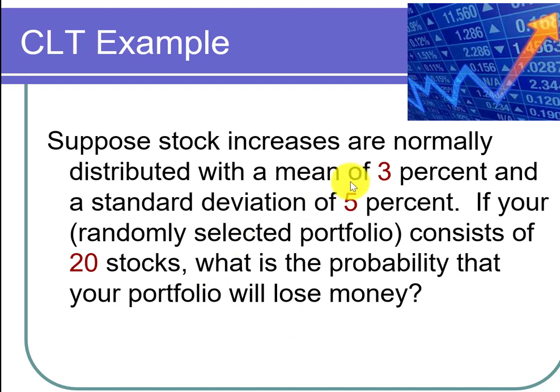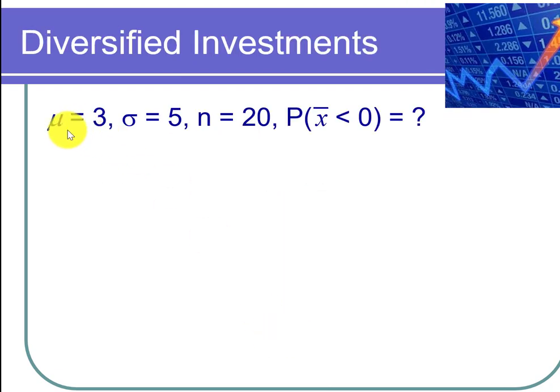So let's look at all of this data or this paragraph and write down what these numbers are. In particular, the mean stock increase was 3, mu equals 3, standard deviation was 5. Our sample size is 20, and we want the probability that X bar is less than 0, because losing money means you end up with a negative return or less than 0 return.